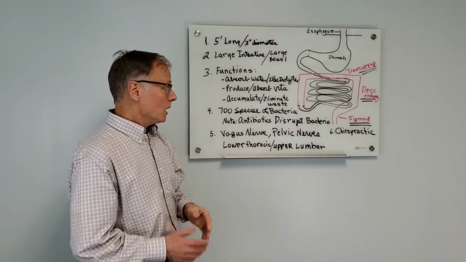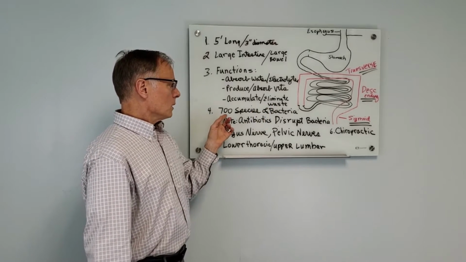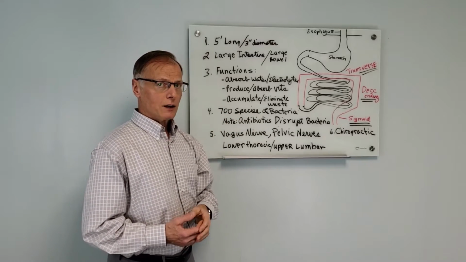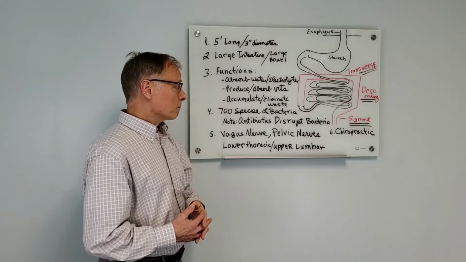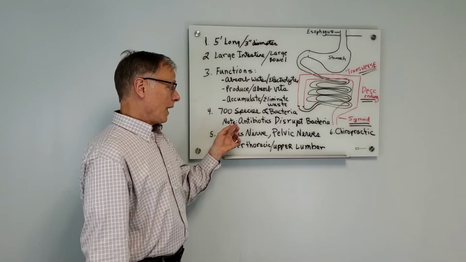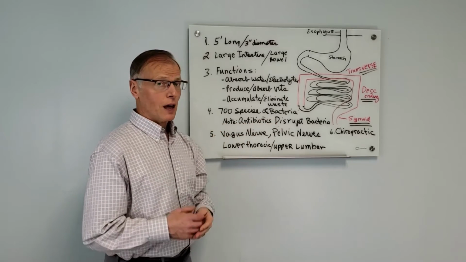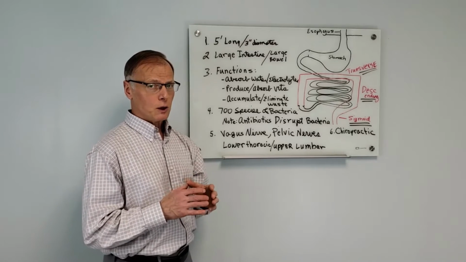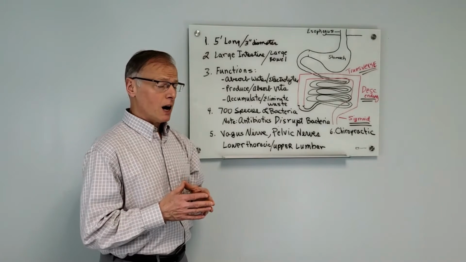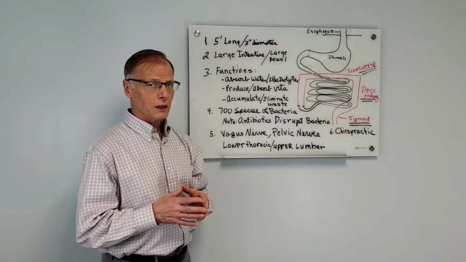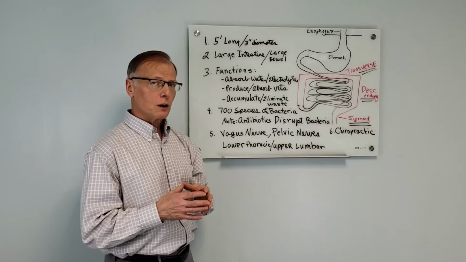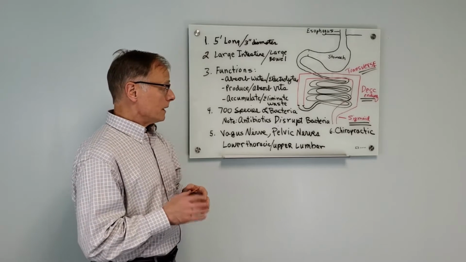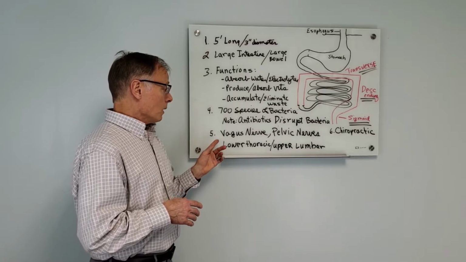There are 700 species of bacteria located in your large intestine. As a side note, antibiotics disrupt that normal bacteria balance, so when you are on antibiotics, it's encouraged to take a probiotic to replenish and restore the normal bacteria.